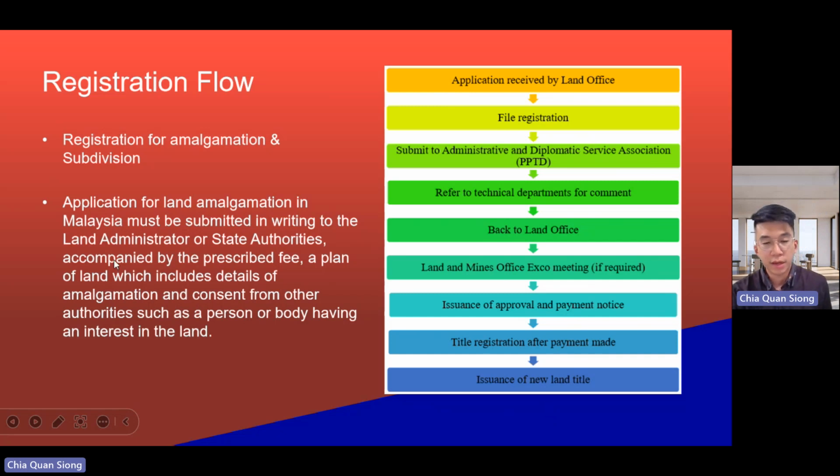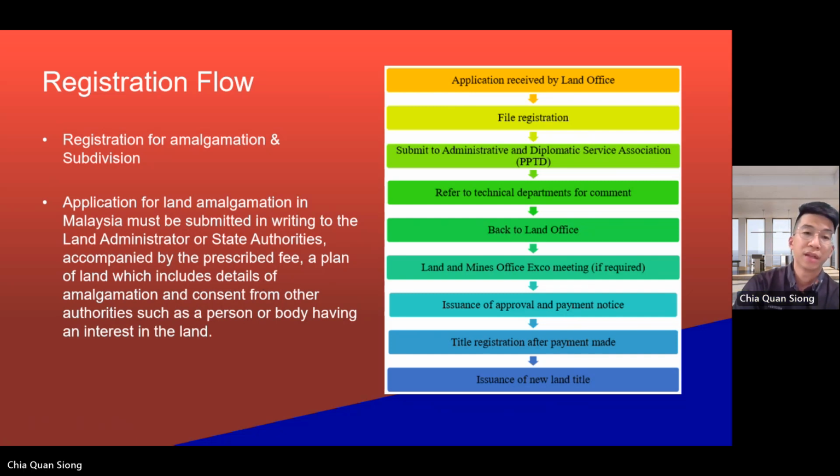Application for land amalgamation in Malaysia must be submitted in writing to the land administrator or state authorities, accompanied by the prescribed fees, a plan of the land which includes details of the amalgamation, and consent from other authorities, such as a person or a body having an interest in the land.